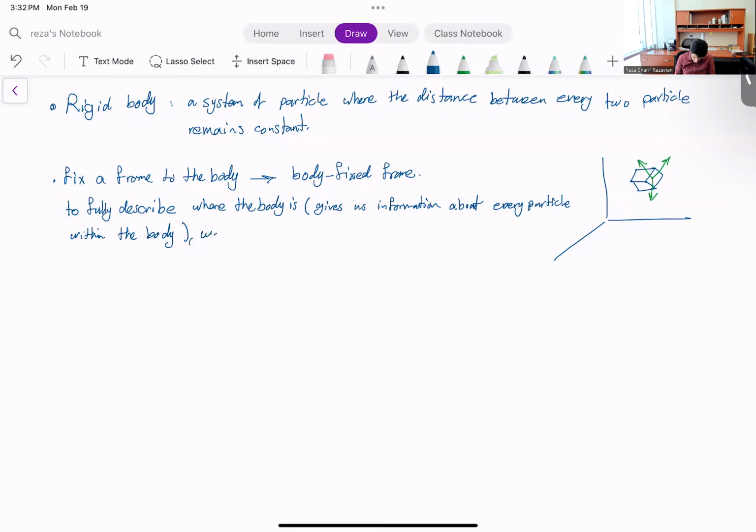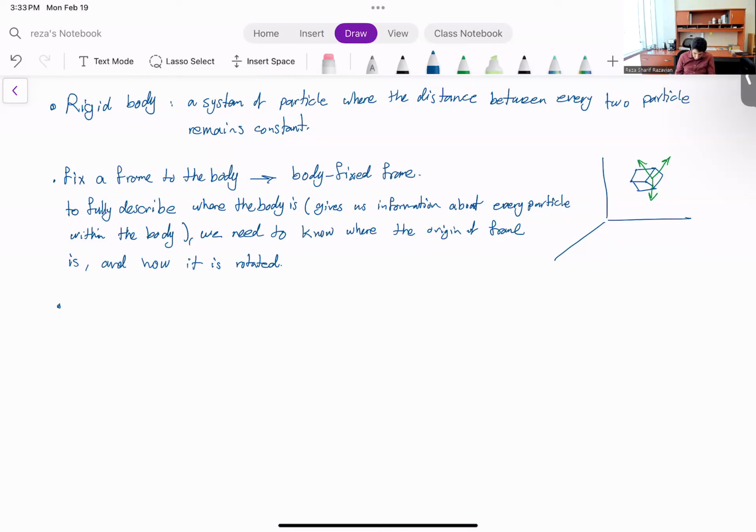To do that, we need to know where the origin of the frame is and how it is rotated. So to fully describe the body, we can just dedicate our attention to the frame itself.